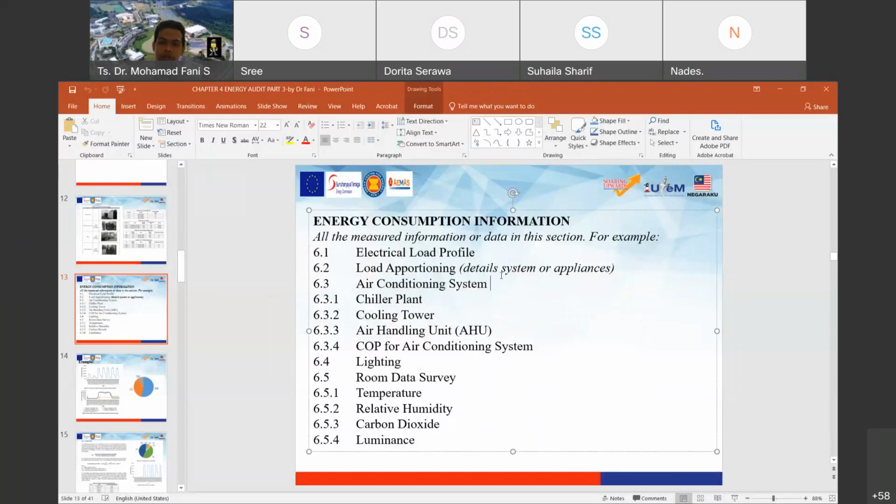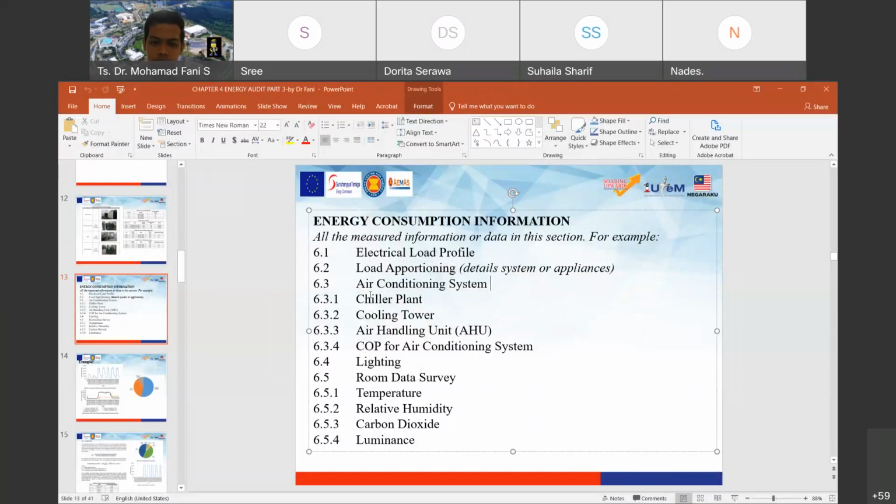Okay, load opportunity, detail system or appliance. Load opportunity is very important. The breakdown of the load. For example, to get how many percent for lighting, for the refrigeration system, and for the air conditioning system. If it is available for the air conditioning system, please update the energy consumption for this one.